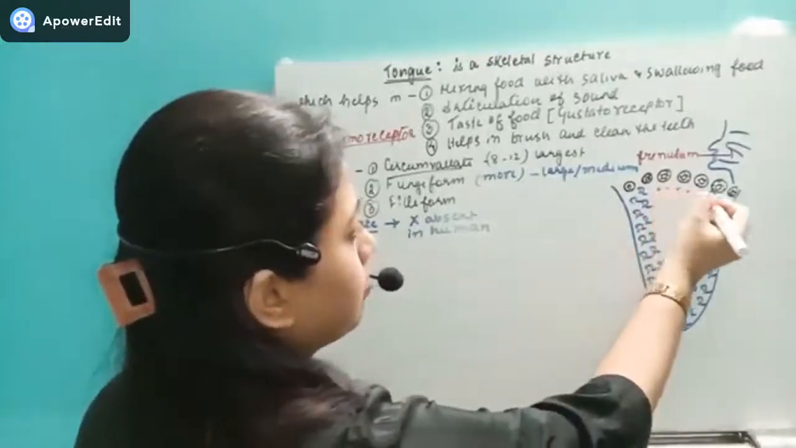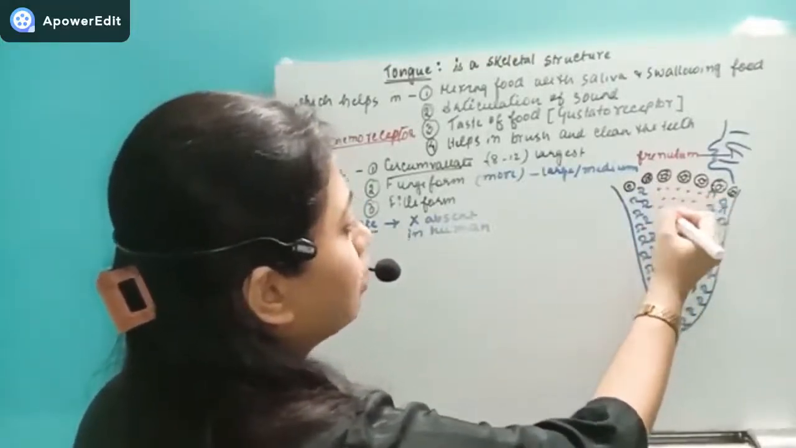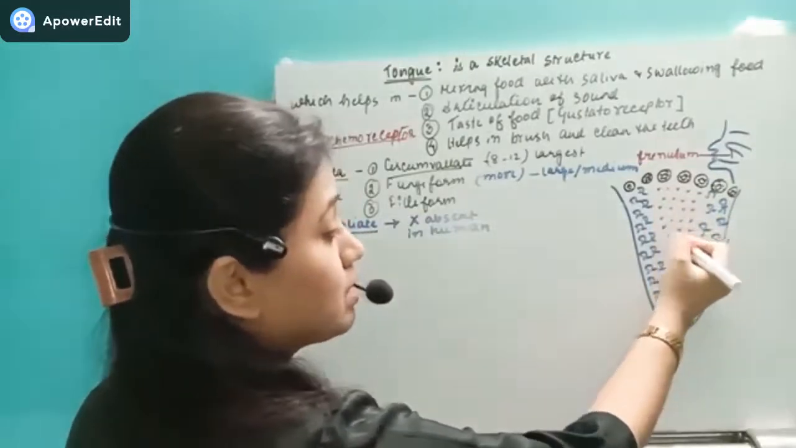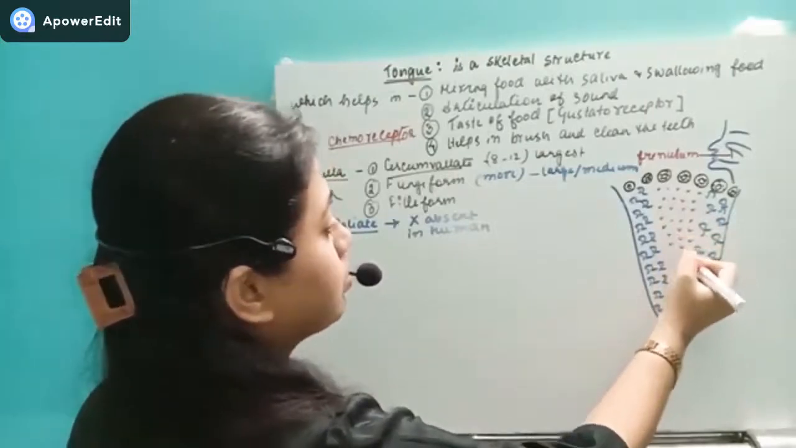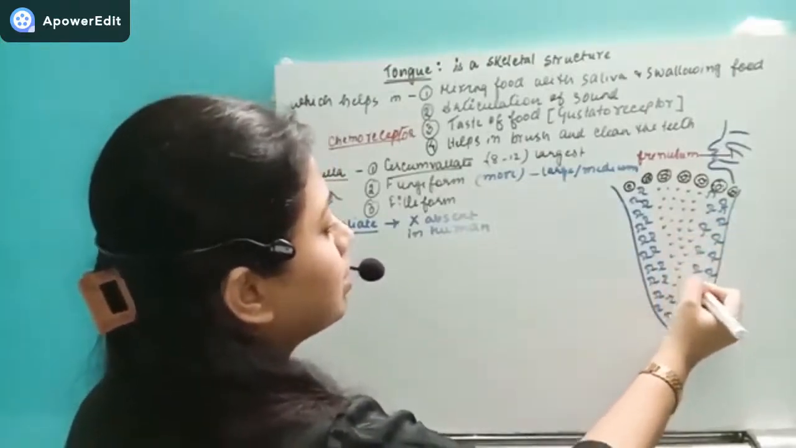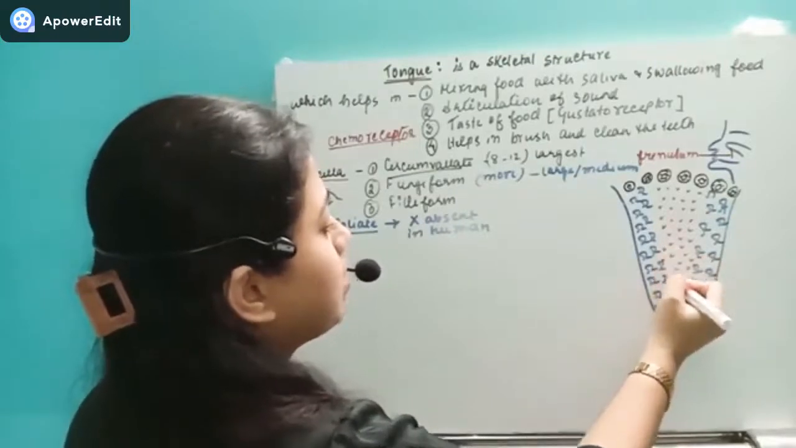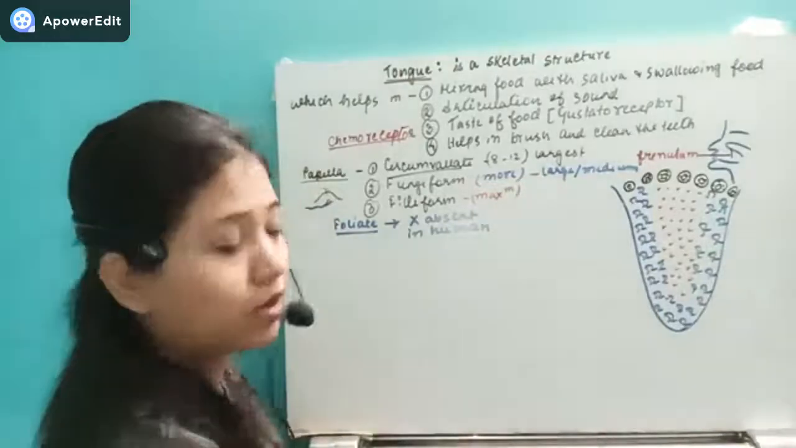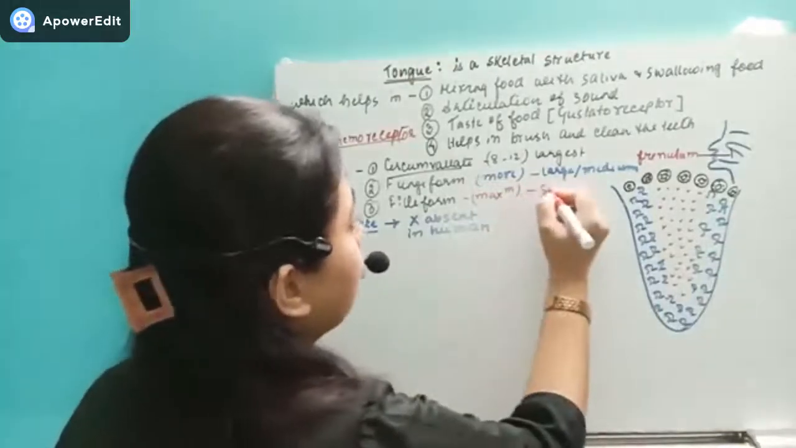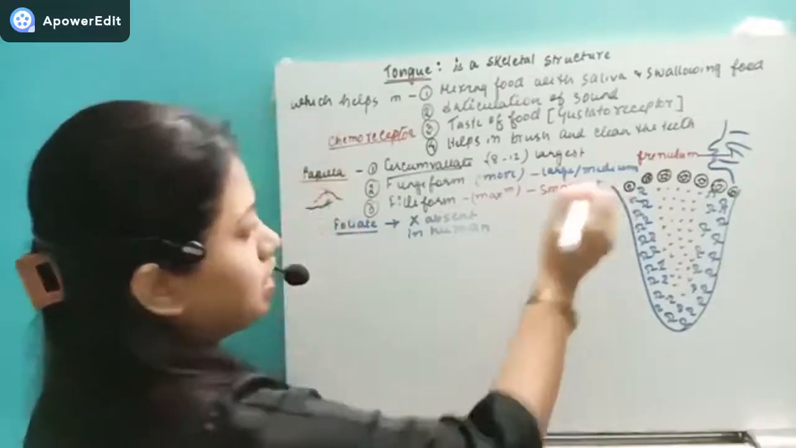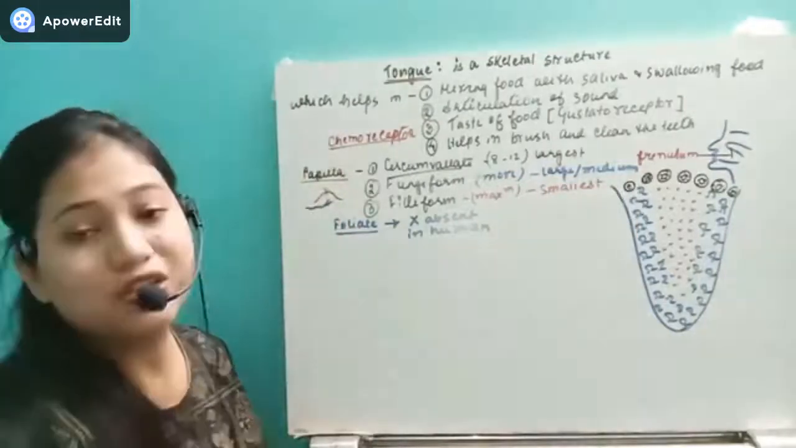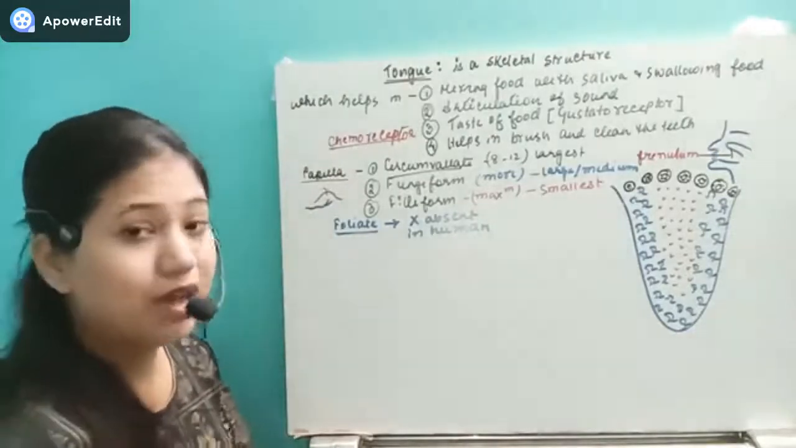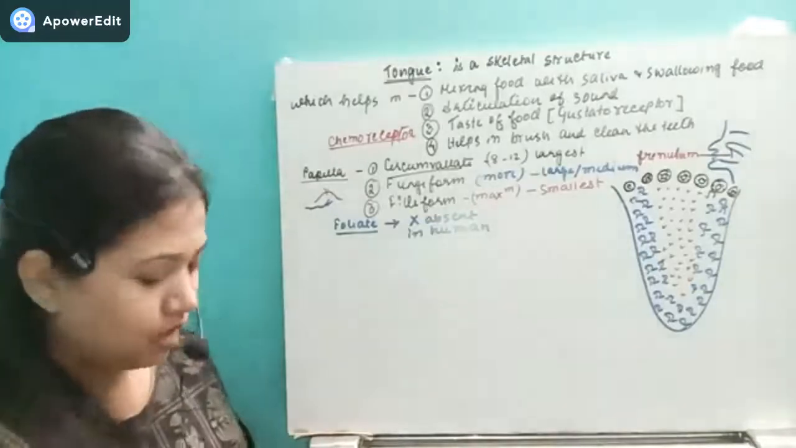Remember, this filiform is the smallest in size and largest in number. So they are present in our tongue in the maximum number, and smallest in size. Remember that it is maximum in number and smallest in size.